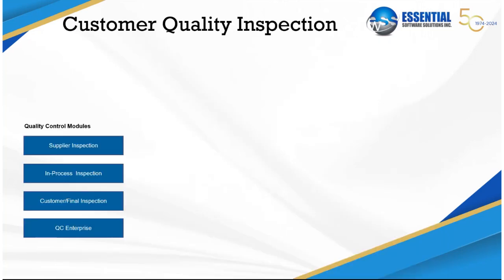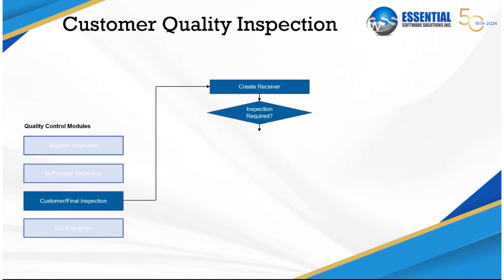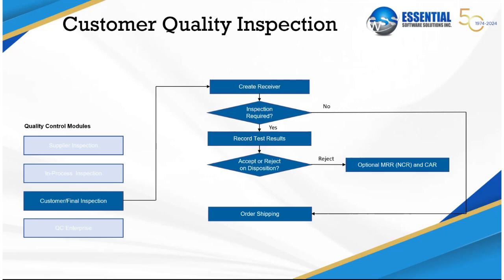Okay. I also want to just briefly walk through the difference for the customer quality inspection process. So first up is the creation of a receiver, then same thing, inspection required, my test results. If no inspection is required, it is just the regular order shipping process, or if you're using pick, pack, ship, it would be the shipment master process. Okay, accept or reject.